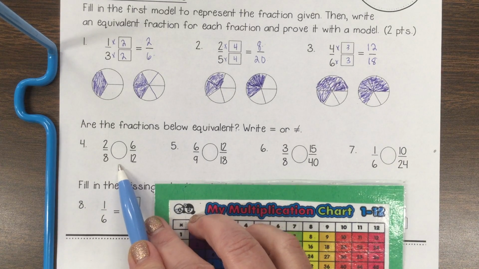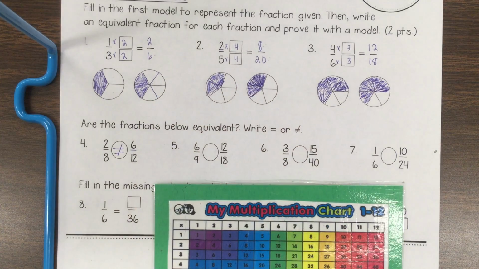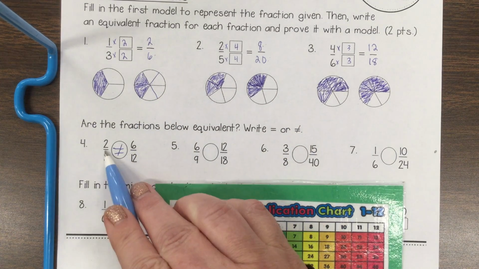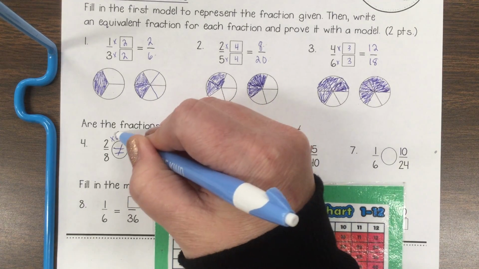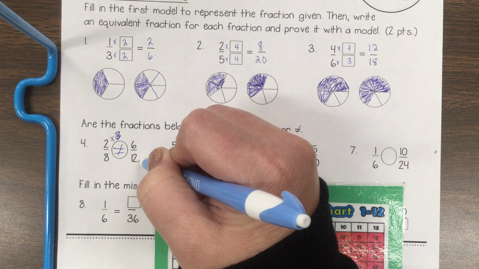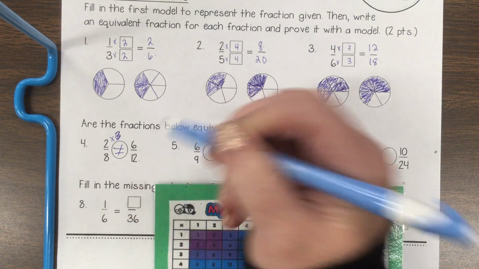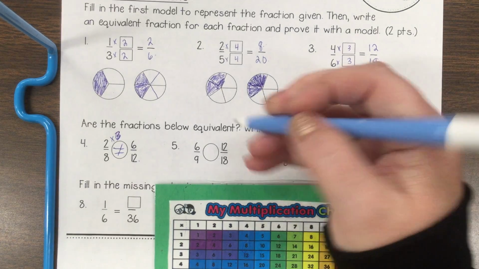I hope you're thinking that this is not equal. Because if I took 2 times 3 to get the 6, 8 times 3 would not be 12. I hope you're thinking that these are equal.